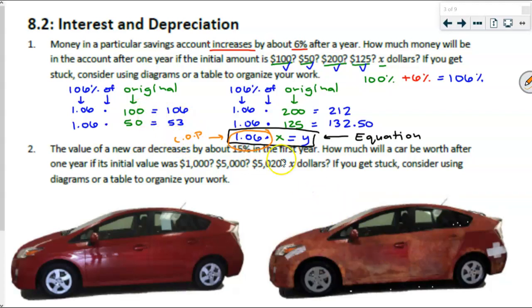The value of a new car decreases by about 15% in the first year. How much will the car be worth after 1 year if its initial or original or starting value was $1,000? What if it's $5,000? What if it's $5,020? What if it's X dollars? Again, it says if you're stuck, use a table or diagram. I like organizing our information just like we did before.